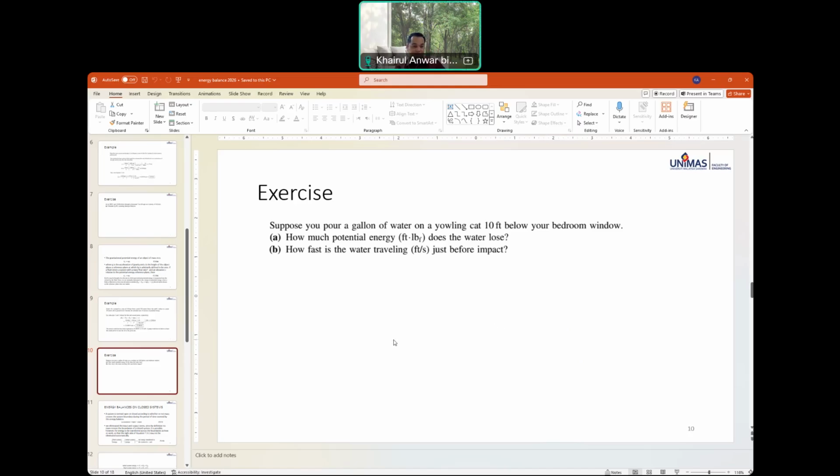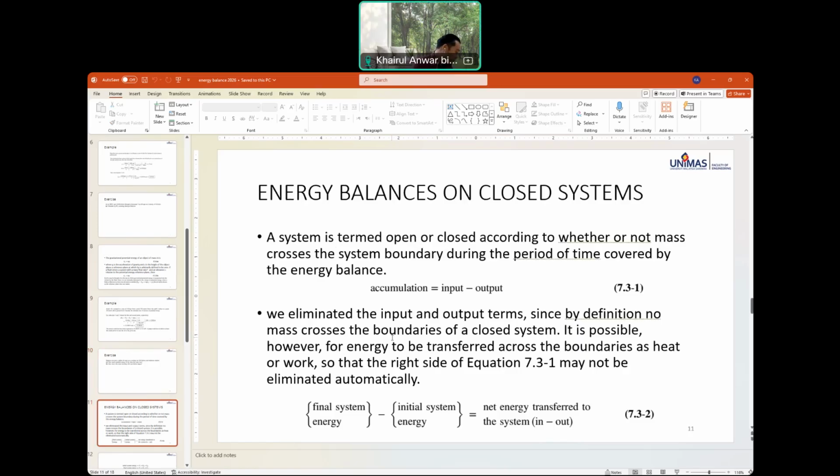So jawapan. Kan dalam buku. Oh, saya cuba. Hmm.